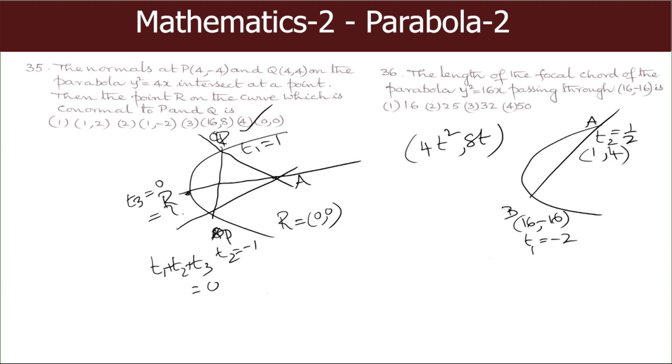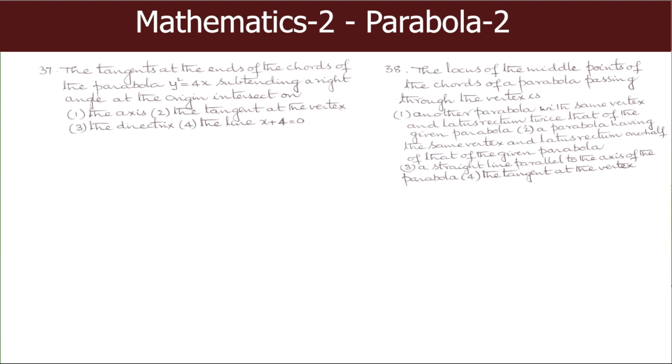Okay. And therefore, what is AB? Length of the focal chord AB. AB square equal to (16 minus 1) whole square, 225, plus (4 plus 16) which is 20 whole square, 400, which is equal to 625. So, AB, the length of the focal chord, is 25, which is the second option. Is it okay? Next.